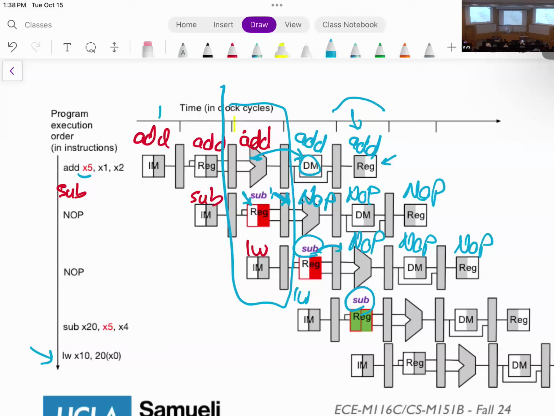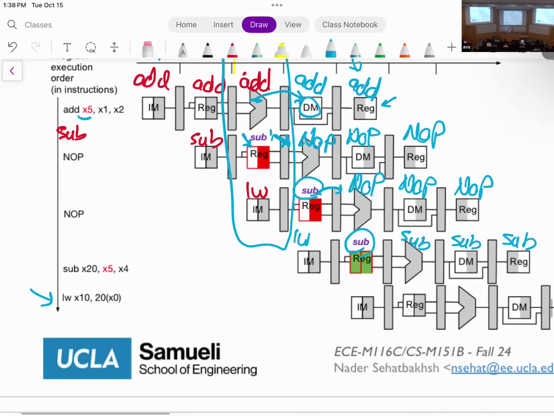And then at this stage, I'm good to go, right? So my load word was here. I'm good to go, so I'm going to let sub continue. And then load word was here. Now we can let the load word continue this way as well. So whatever instruction comes after load word goes here, and load word continues this way. Does that make sense? Question? Yeah.